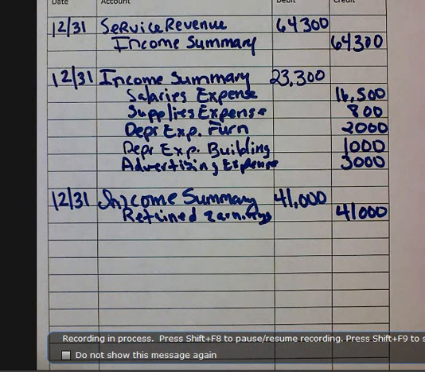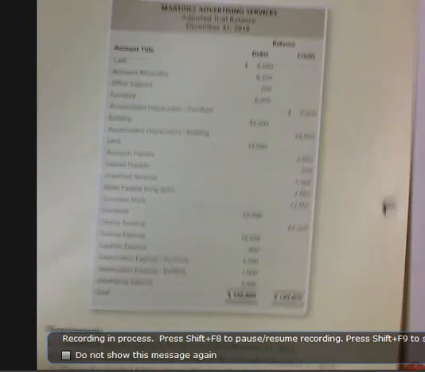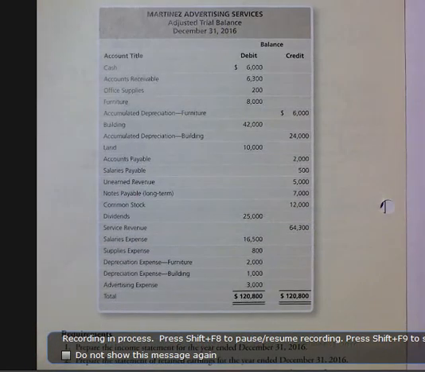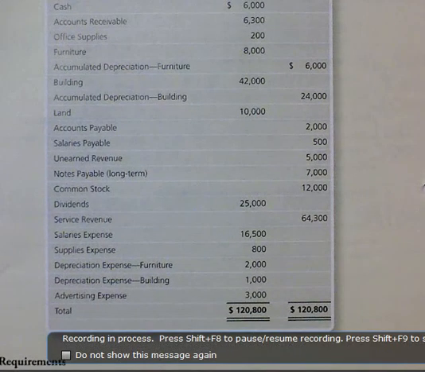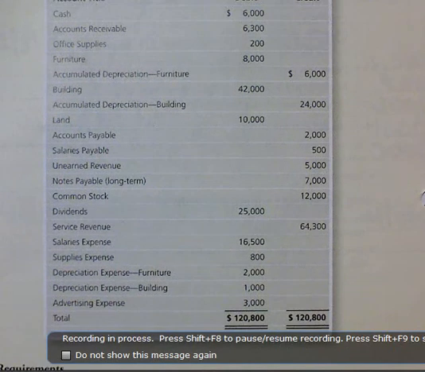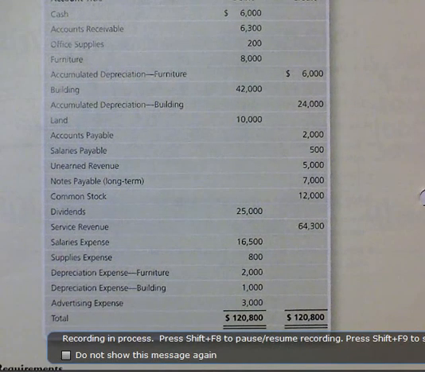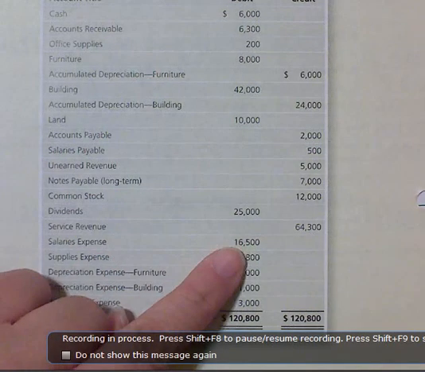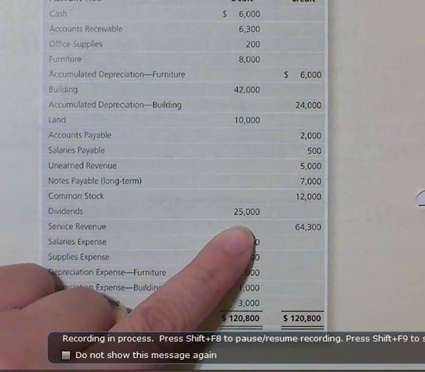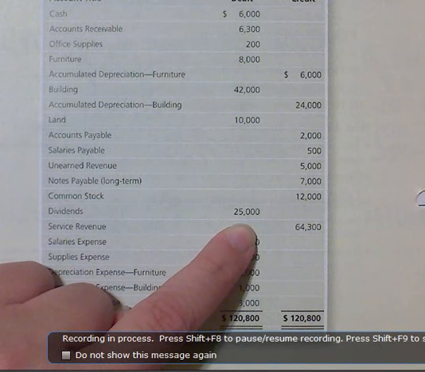Okay, and the last closing entry we need, let's take a look at our adjusted trial balance again. We need to close out dividends, and the adjusted trial balance says that this company paid out dividends of $25,000. That's here. And dividends has a normal debit balance, so we're going to credit dividends and debit retained earnings. So here's that entry.